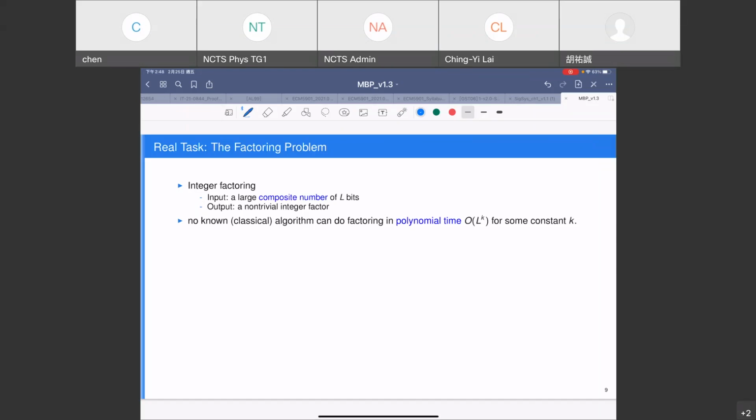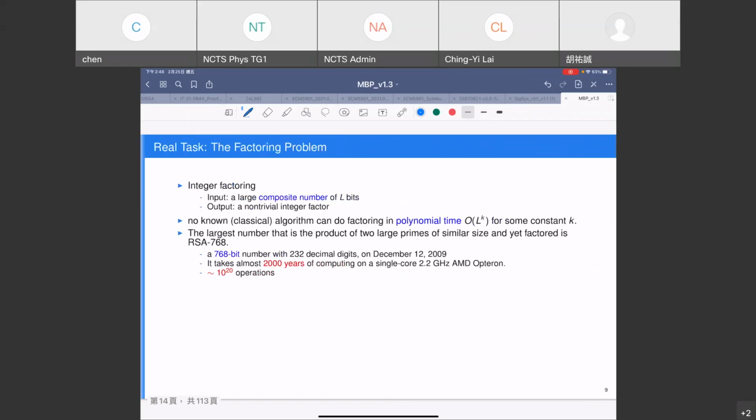For example, from the elementary textbook, you know that if you want to find a factor of n, you can check the prime numbers 2, 3, 5, up to the square root of n, right? Something like this.